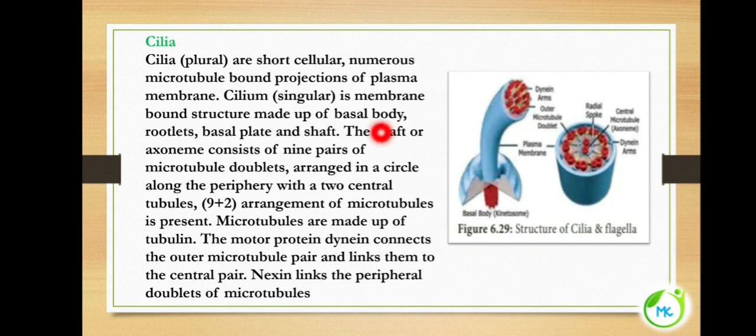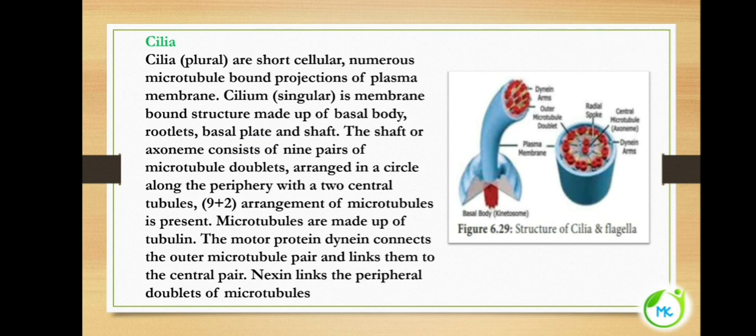The last part of the lesson is cilia. In plural it is referred to as cilia, and in singular as cilium. They are short, numerous, microtubule-bound projections of the plasma membrane. The cilium is a membrane-bound structure and is similar to the flagellum. It is also made up of a basal body, rootlets, basal plate and shaft, and the shaft is otherwise referred to as the axoneme.